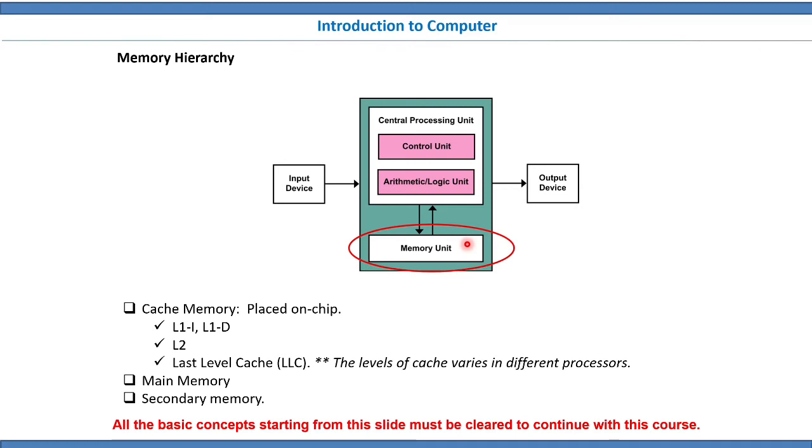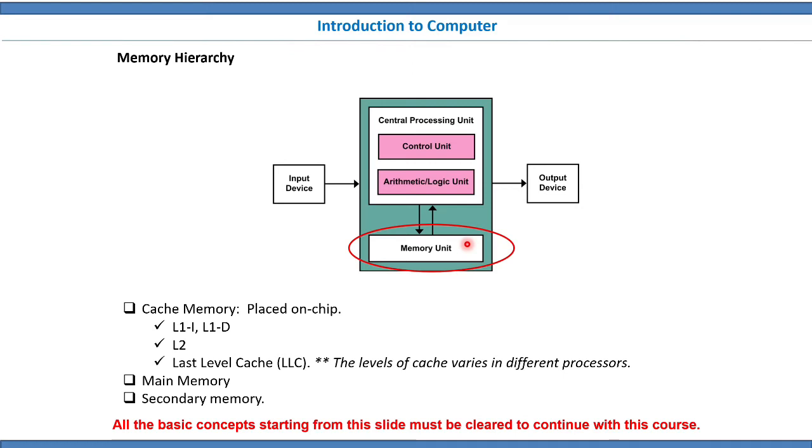Also, cache memory is divided into multiple levels: L1 instruction cache, L1 data cache, then L2 cache, and then the last level cache. The last level cache has no specific rule. Sometimes the L2 is also the last level cache, because if there are two levels of caches in a processor, then L2 is your LLC. So remember this term LLC. LLC means last level cache.